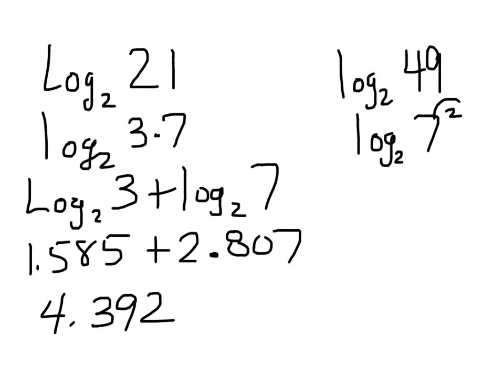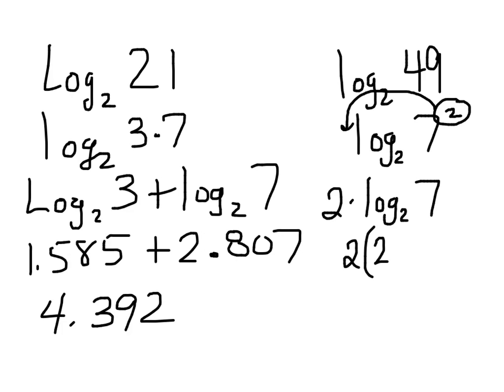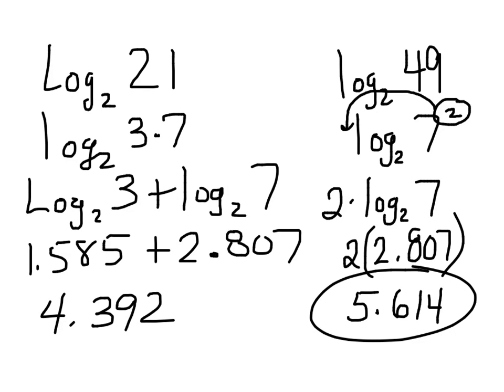But in order to expand, this deuce right there goes in the front. So it's 2 times the log base 2, 7. Or in this problem, 2 times 2.807. What is 2 times 2.807? 5.614. And you're done.